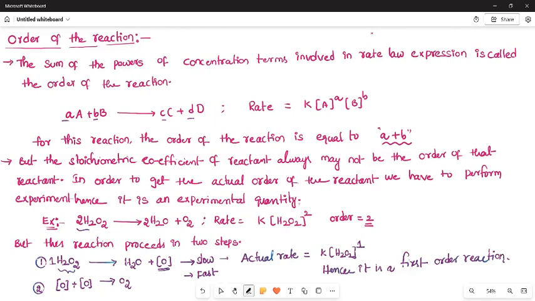Whereas if you go by the two nascent oxygen combination, you will get O2. This is a fast reaction. But our concern is on the slow reaction only.